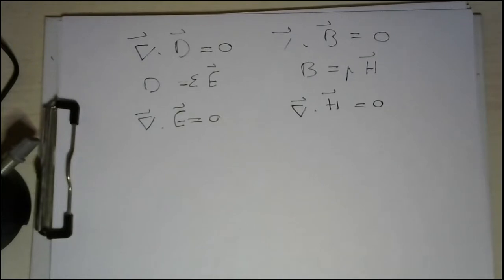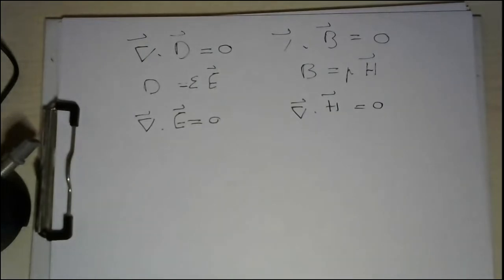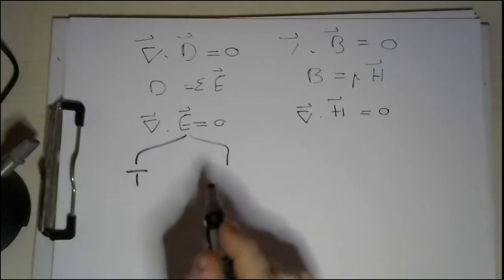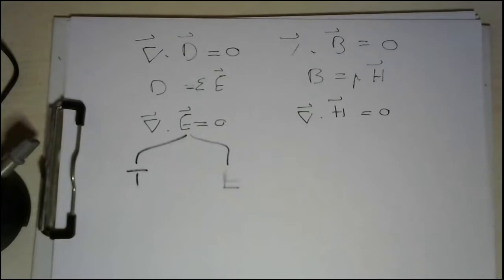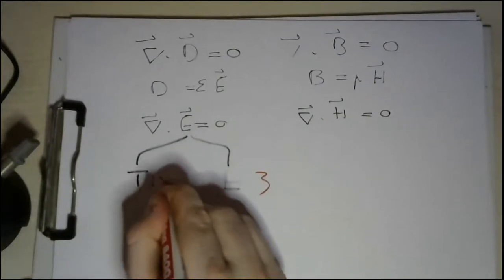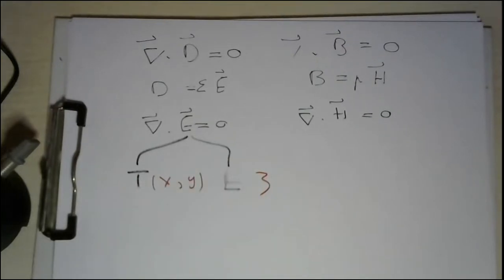So if you remember from your microwave and maybe from your antenna classes, we usually distinguish the electrical field component into two types of components: what we call the transverse component and what we call the longitudinal component. Transverse and longitudinal are defined relative to the direction of propagation. Usually in your microwave and antenna classes, you consider Z as the direction of propagation, so Z is the direction of the longitudinal component, and X and Y will be the directions of the transverse component.